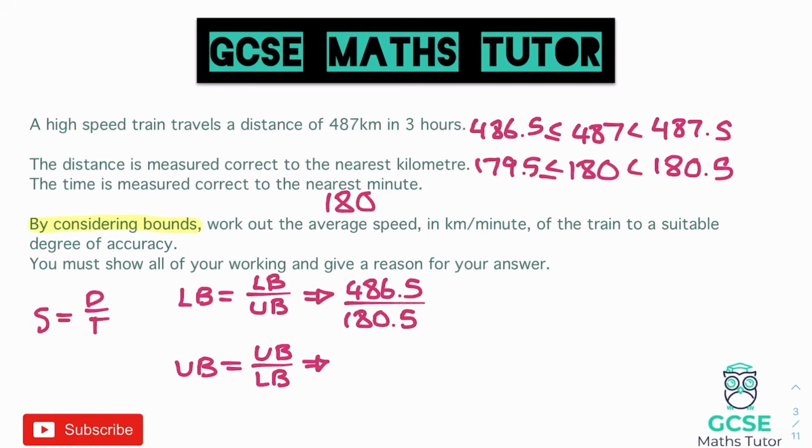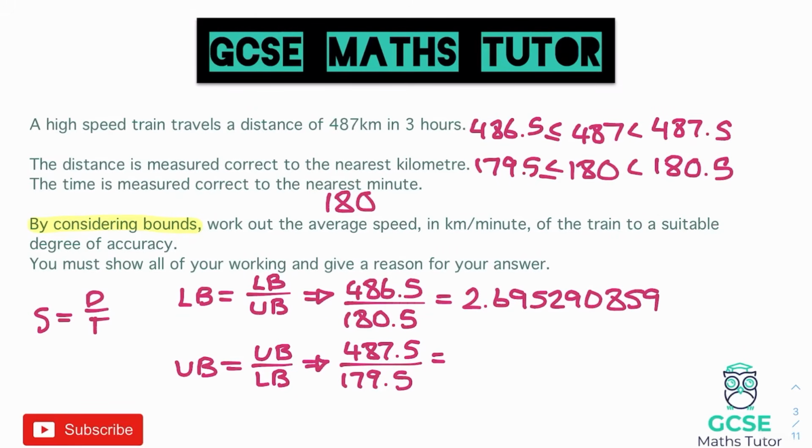And again, if we plug those numbers in, we're going to get 487.5 as our distance, and our fastest possible time, which is 179.5. And again, let's work both these out. So for the first one there, 486.5 divided by 180.5, and that gives us an answer here. And let's write down all the digits, 2.695, and what have we got after that? 290, and a few more, 859. There we go, so there's our lower bound.